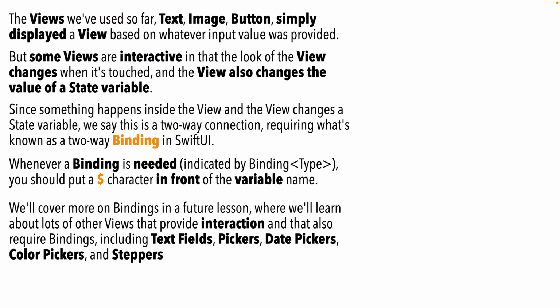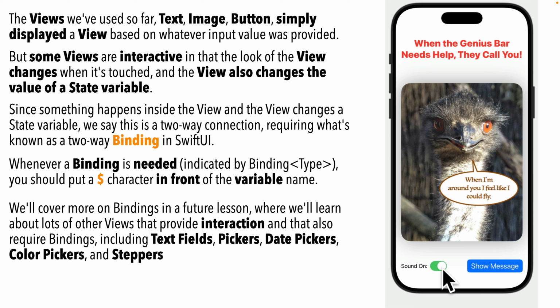So here's what's happening. This toggle is not only updating the value sound is on when we click it, it's also changing the look of the view. See how that switch changes? When it's off, it's at the left in gray. When it's on, the right in green. The other views we had, text, image, button, didn't change the look of the view. So when a statement needs to do these two things, update a state variable and update its own view, we say there's a two-way binding. A change is happening inside the view and the state variable is being changed as well.